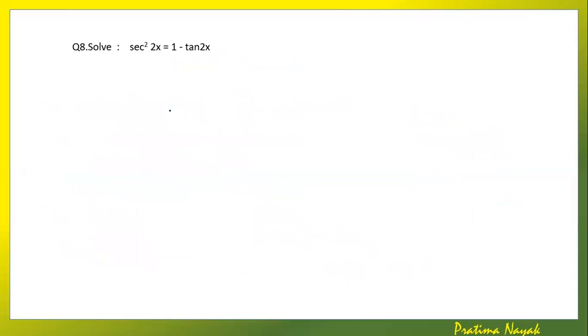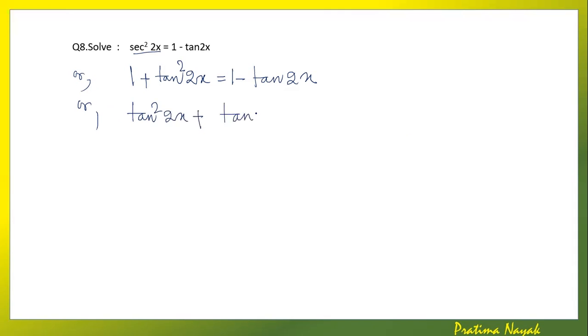Next is question number 8. Solve sec square 2x is equal to 1 minus tan 2x. So we have to convert into one variable. So sec square I can convert into tan square. So 1 plus tan square 2x is equal to 1 minus tan 2x. So I can cancel 1 from both sides, or tan square 2x plus tan 2x is equal to 0.